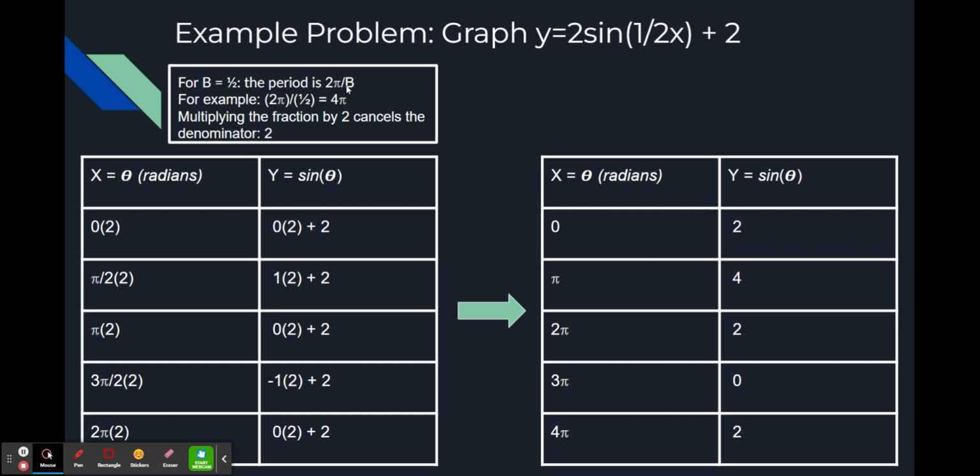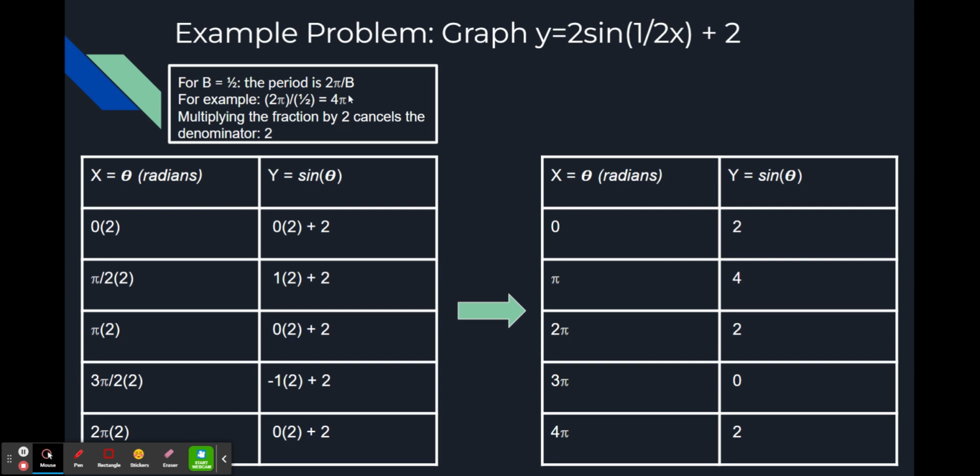Now, since 1 half is b, we're going to put 2 pi over 1 half. And we're going to multiply it by 2 to get rid of the 1 half. So 1 half times 2 equals 1, but then we have to multiply the top as well. And 2 pi times 2 equals 4 pi. Now we have 4 pi over 1, which equals 4 pi.